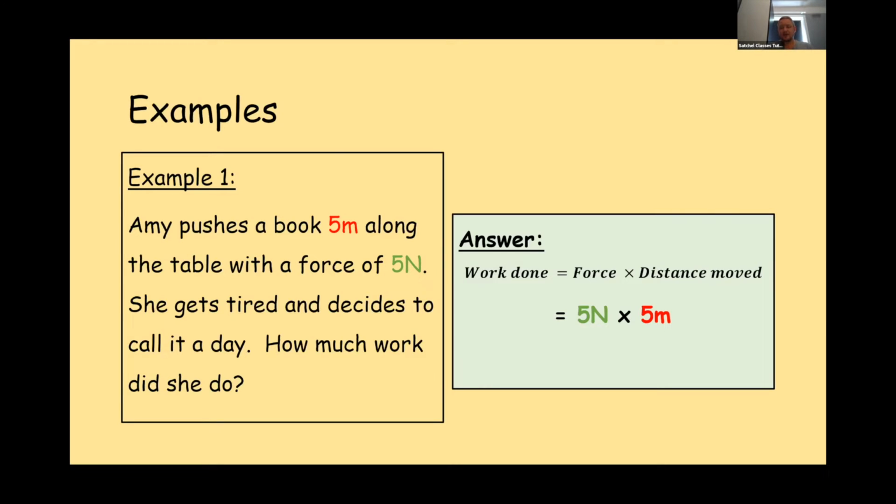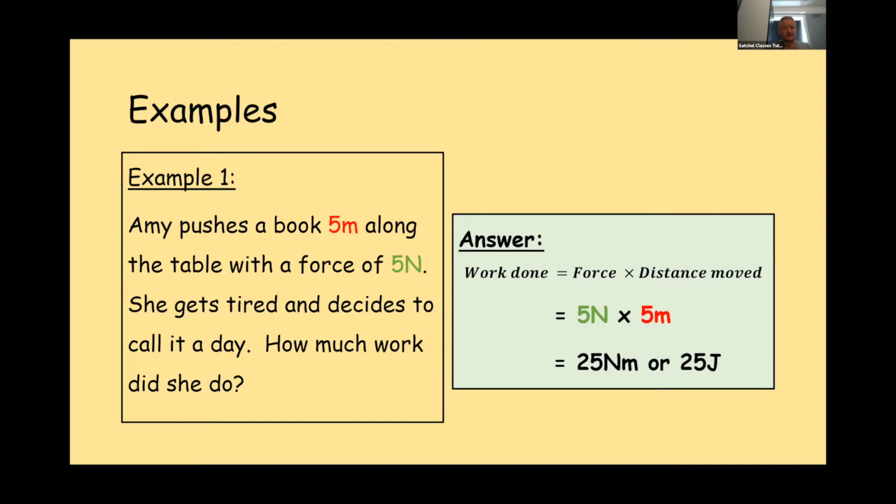The force is 5 newtons, so I placed it under force. Distance moved is 5 meters, so I placed that under there. You might say, well, it doesn't matter at the moment because they're both the same thing, but it's good practice to do it the right way around in case the numbers are different. This gives us a work done of 25 Newton meters or 25 joules because work done is the same as energy and they both have the same unit.